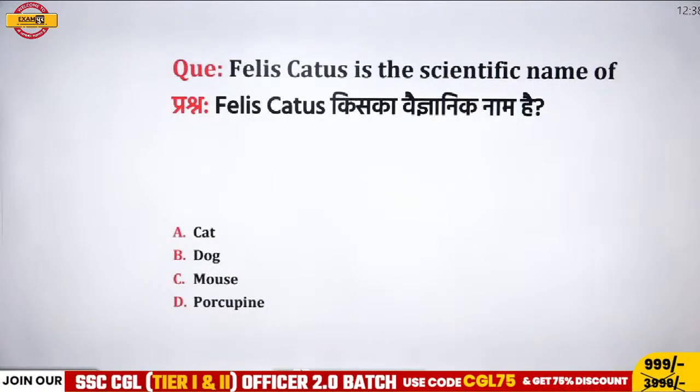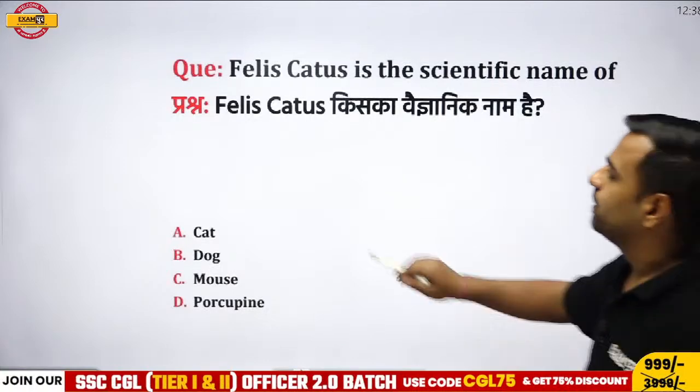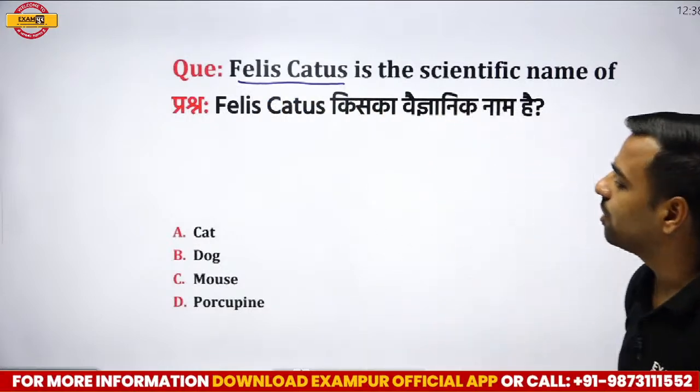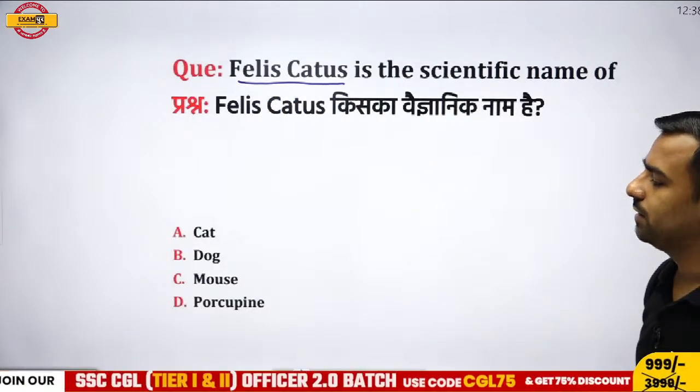Felis catus is the scientific name of dash. Is it cat, dog, mouse, or porcupine? What is the correct answer?